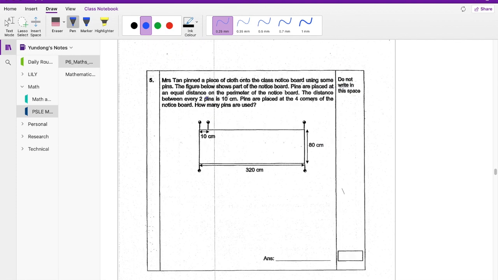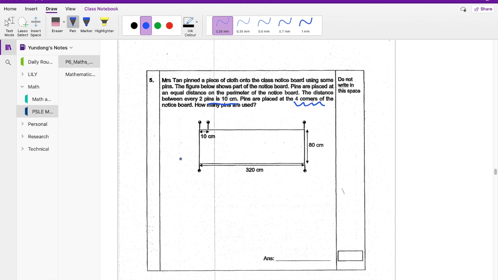Question 5. Mr. Tan pinned a piece of cloth on the class notice board using some pins. The figure shows part of the notice board. Pins are placed at equal distances on the perimeter. The distance between every 2 pins is 10 cm. Pins are placed at the 4 corners of the notice board. How many pins are used?